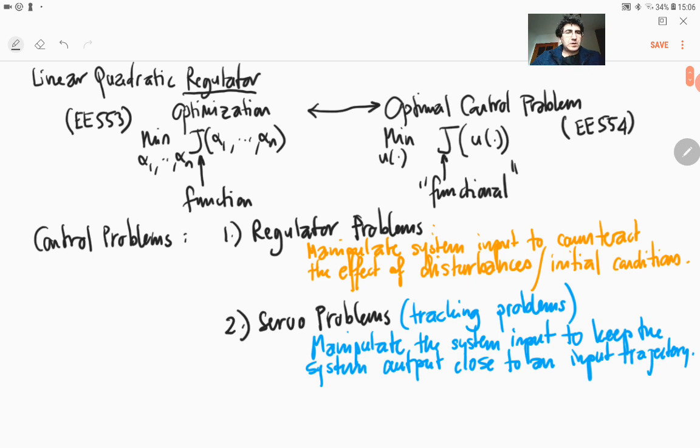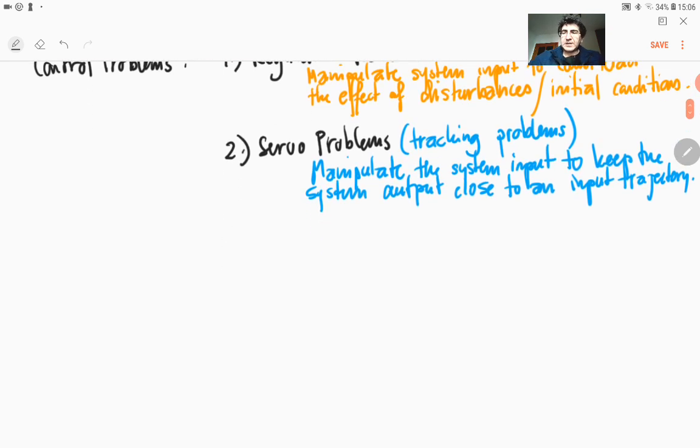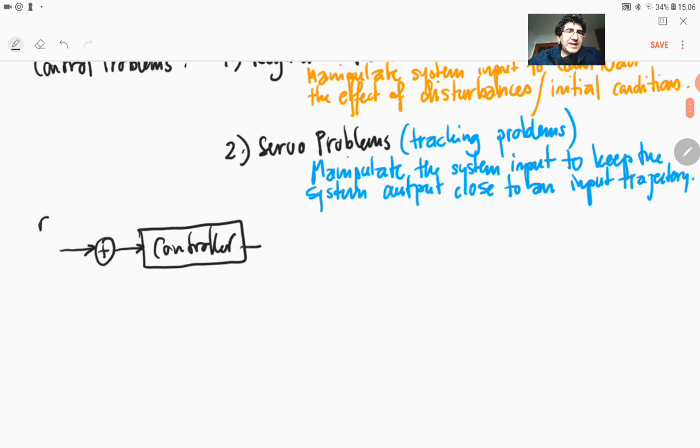So if we consider our general feedback system, we have a reference input R, and then we have a controller. Then we can have a disturbance. This disturbance can be either before the plant or after the plant, or it can be a disturbance to the plant. So we have our plant here and our output feedback.